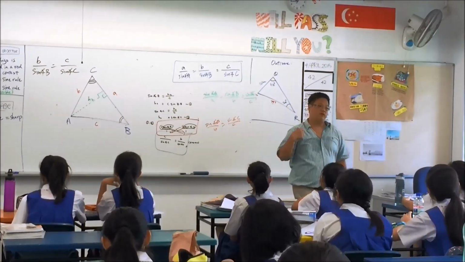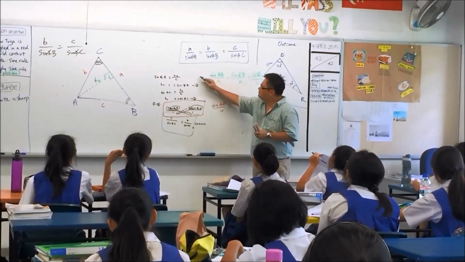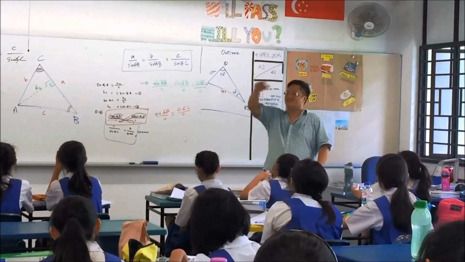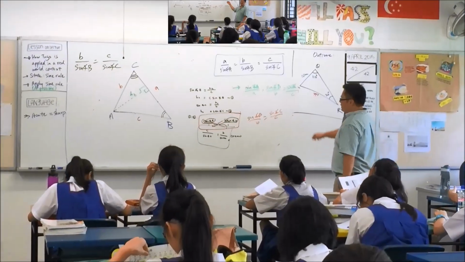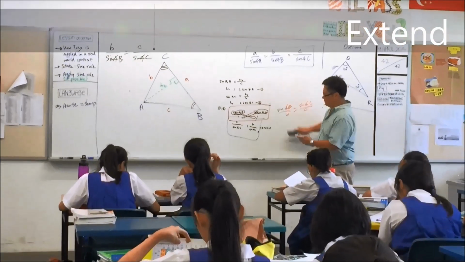But if you ask me, Patrick, which one do you remember? I remember the one in green because I was first taught the one in green. So I always remember the one in green: sine angle A over little a, sine B over b. Okay, so now we come to the last part of this and I'm done for the day already.